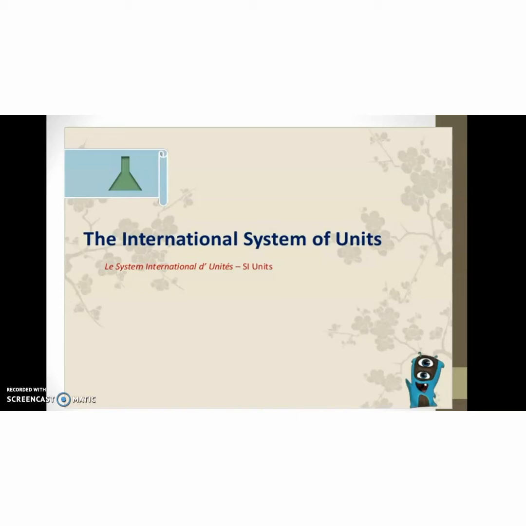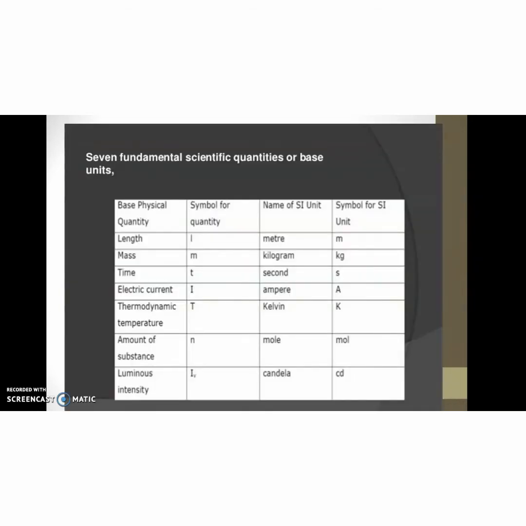We measure these properties on the basis of the International System of Units, that is called the SI unit. There are seven basic quantities you have to learn. These are the 7 basic quantities of matter. First one is length. The symbol representing this quantity is L. In SI unit it is measured in meter, and the symbol is m.